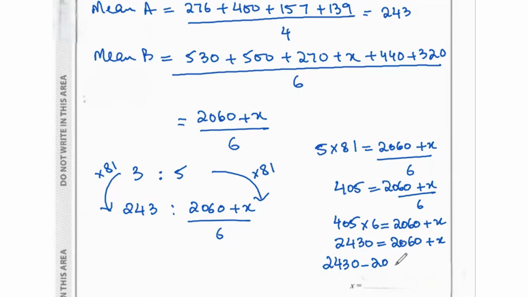2,430 minus 2,060 gives us 370. That is your value of x. So in this question, they mixed up mean values and ratios, but overall it was quite simple.